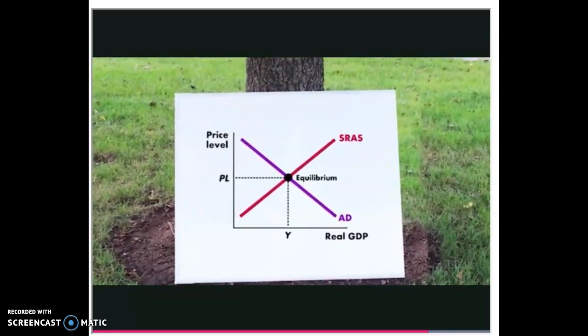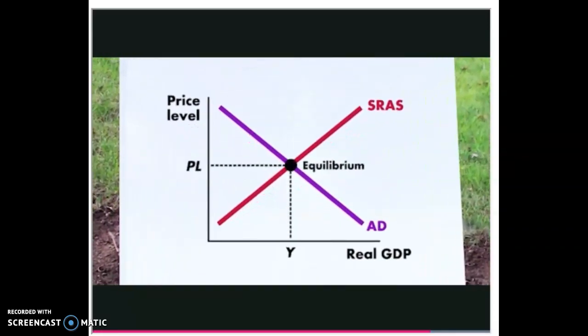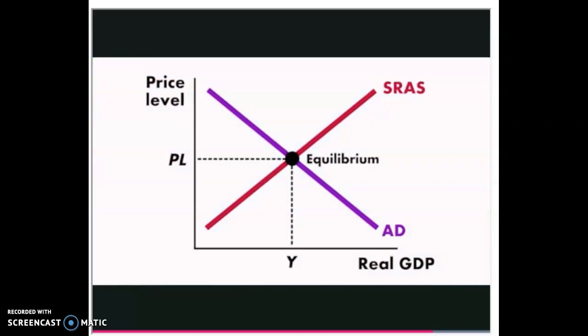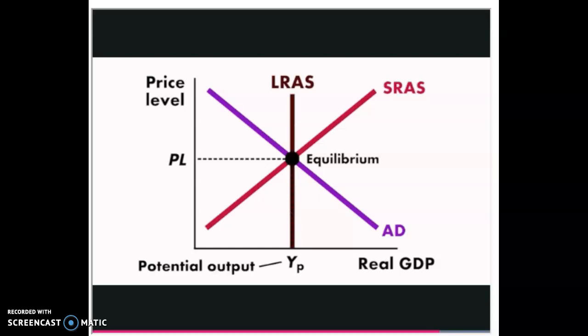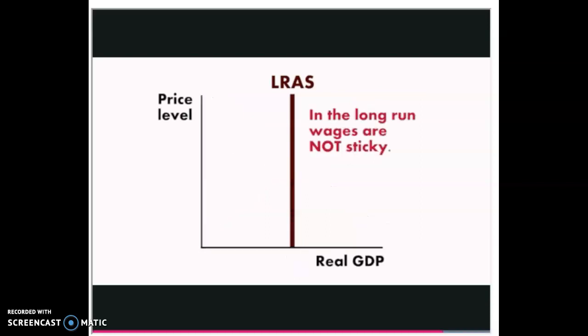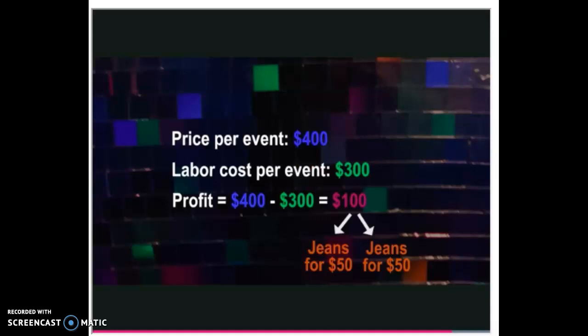The equilibrium of aggregate demand and aggregate supply determines the price level and real GDP. In the long run, the equilibrium is on the long-run aggregate supply curve, which is vertical at an output level that we call the potential output level. The long-run aggregate supply curve is vertical because, in the long run, wages are not sticky, so changes in the price level result in changes in wages and other input prices. In that case, as we saw in the DJ services example, there is no reason for firms to supply more or less output as the price level rises or falls.